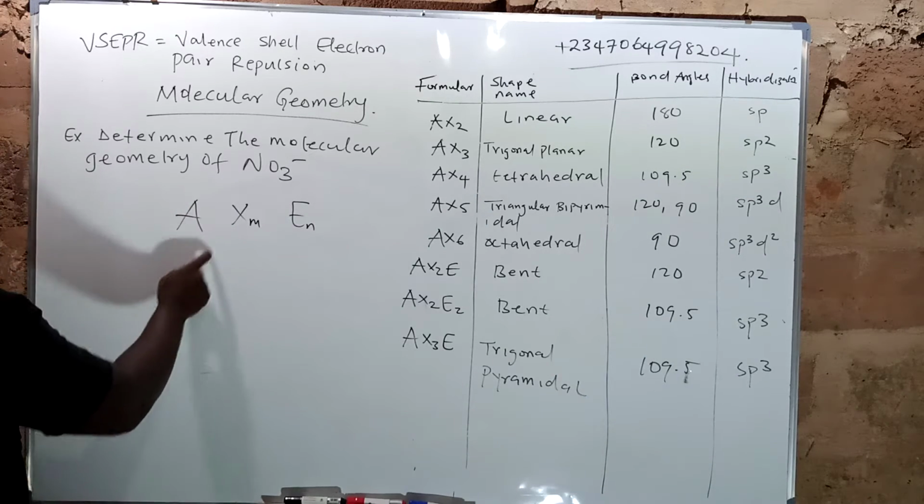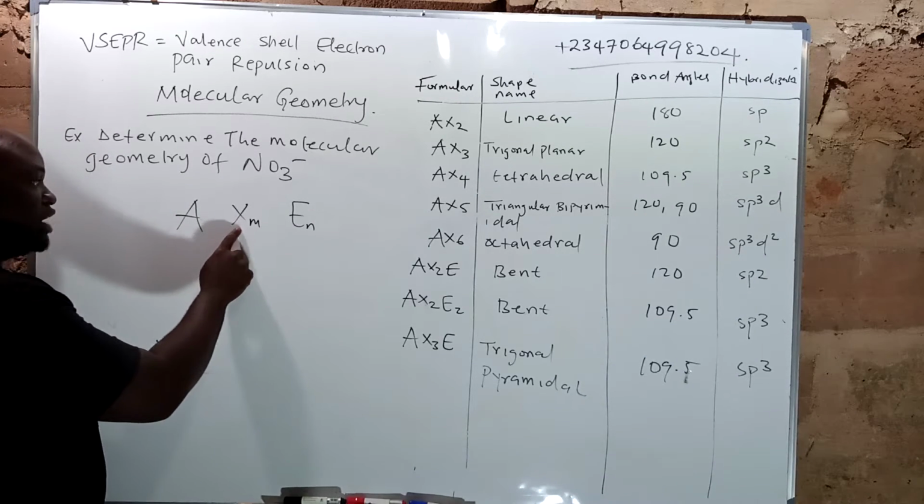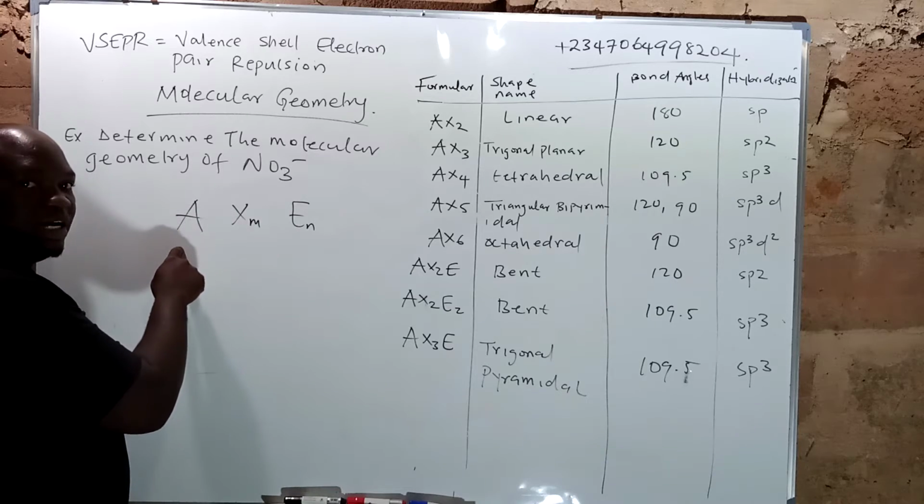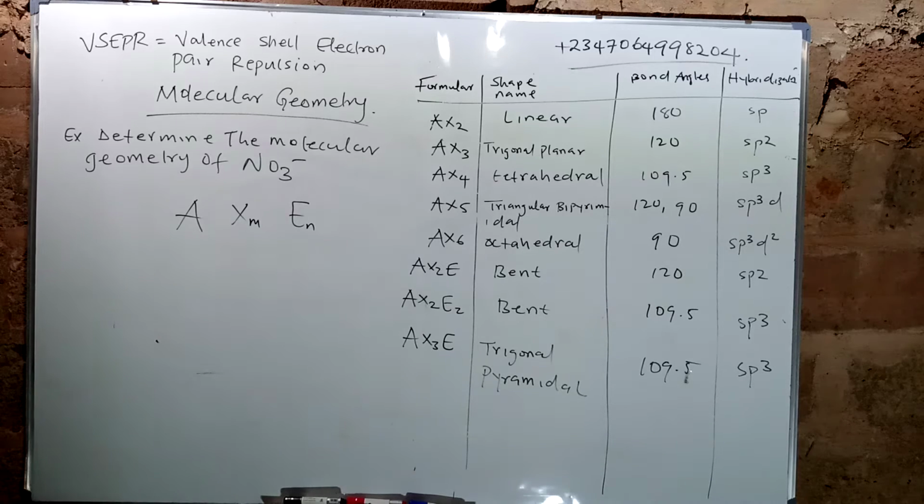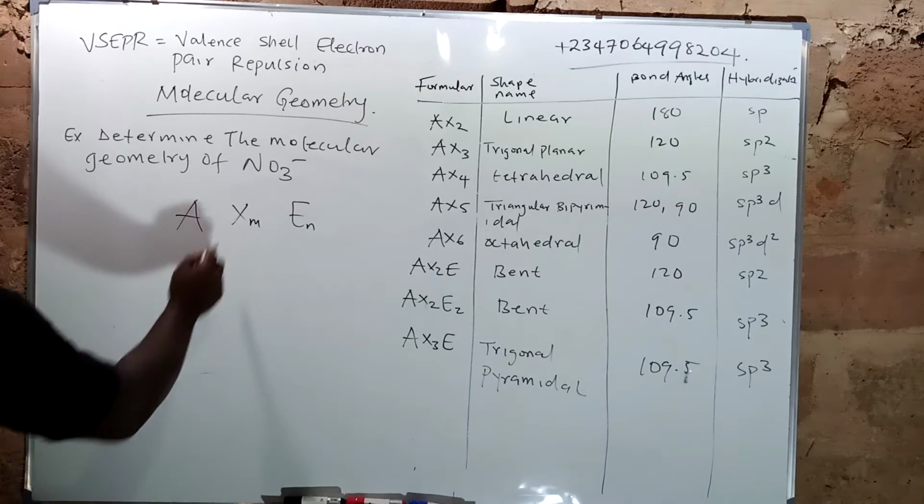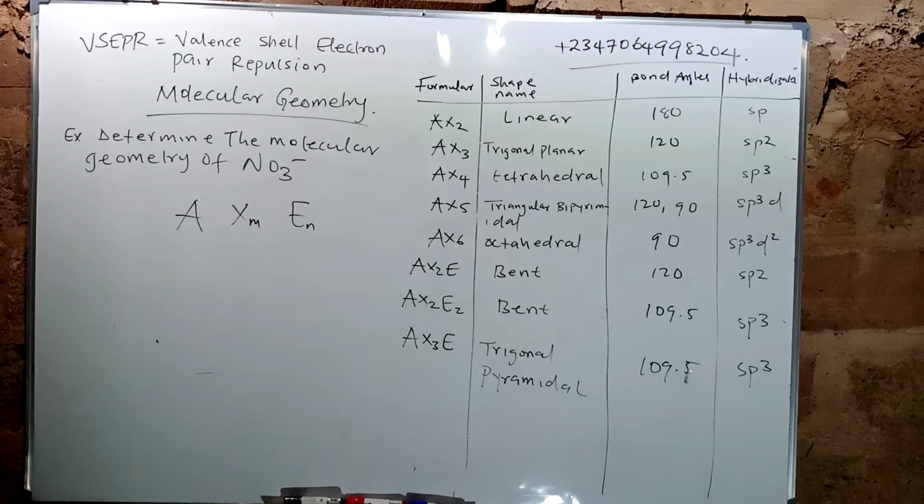So this is the central atom. This is the number of atoms directly attached to the central atom. Of course, the M is the number of atoms directly attached to the central atom, while the X itself is an atom directly attached to the central atom. Now, E is the lone pair of electrons around the central atom, while the N is the number of lone pair electrons on the central atom.